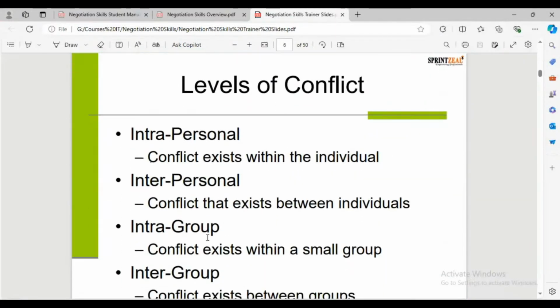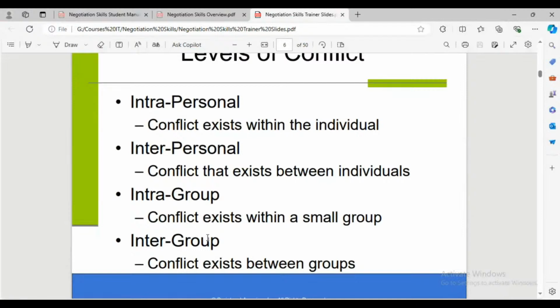Great. Next, we have levels of conflicts. In levels of conflicts, we have intrapersonal and interpersonal, intragroup and intergroup. There are generally considered to be three main levels of conflict: intrapersonal conflict, interpersonal conflict, and group conflict. In group conflict, we have two options, which are intra and intergroup. Got it?